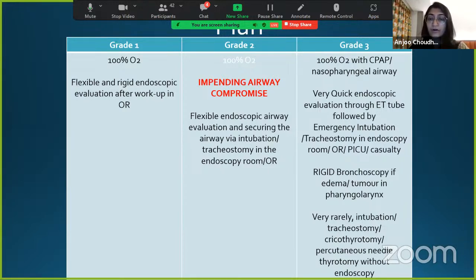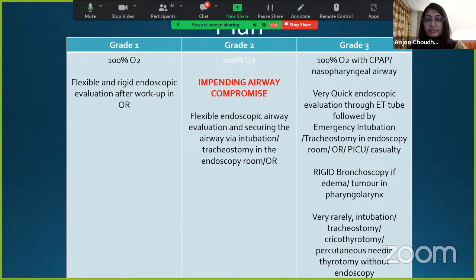Here, there is a role of immediate cricothyrotomy or percutaneous thyrotomy without doing endoscopy. All the pediatricians, PICU people, in fact, all physicians, all clinicians should know an immediate cricothyrotomy, but it is recommended only above the age of 8 years. Below the age of 8 years, the membrane is not well developed, so this does not come as an option to us.